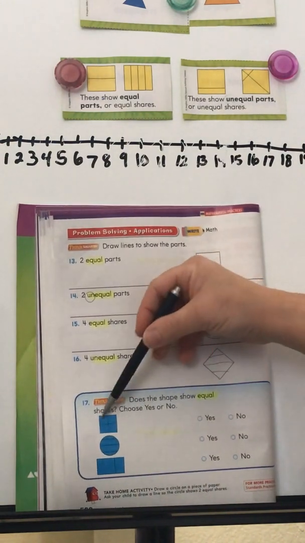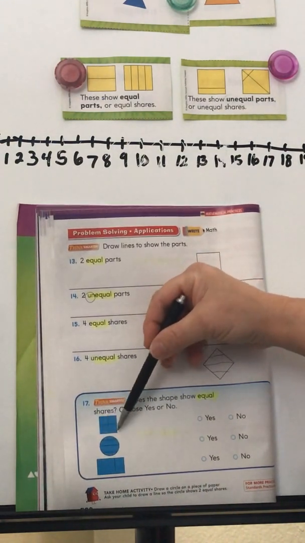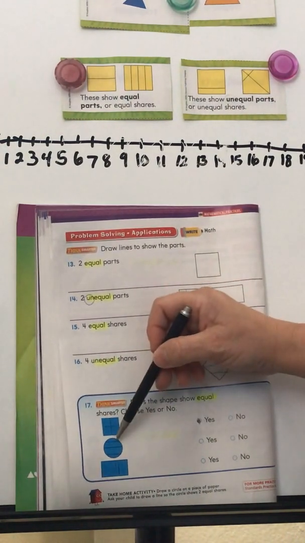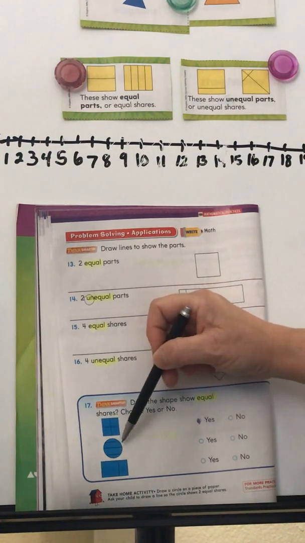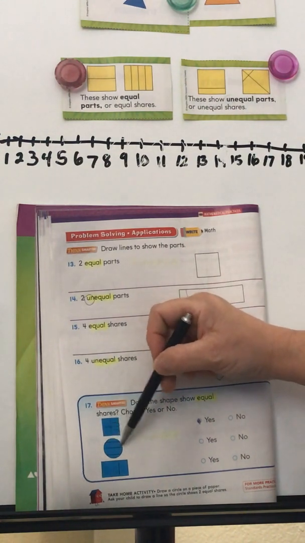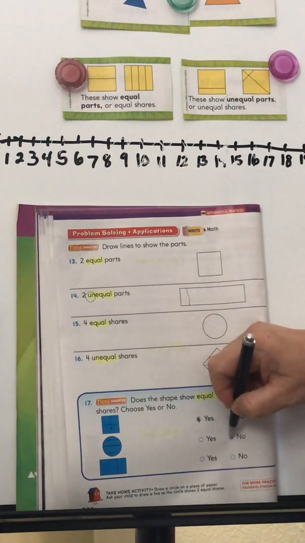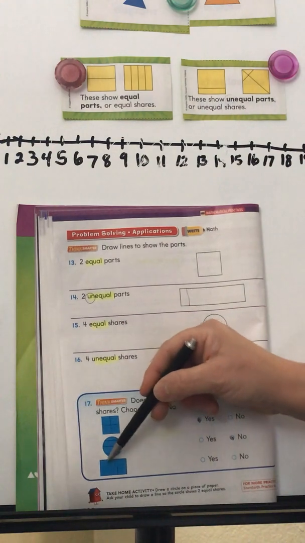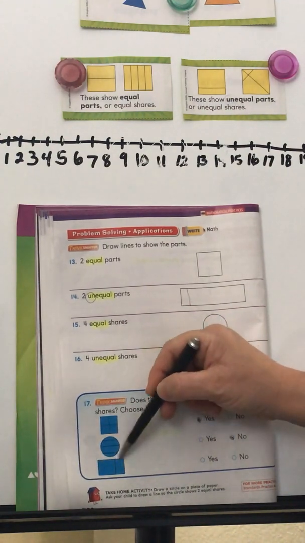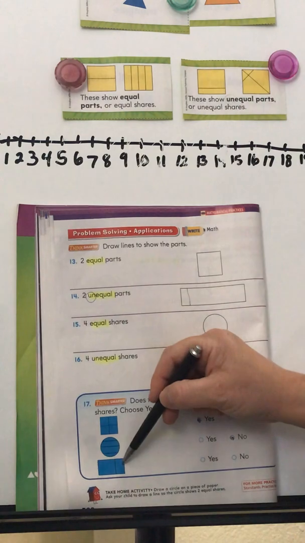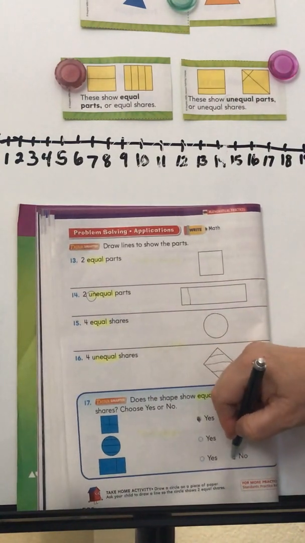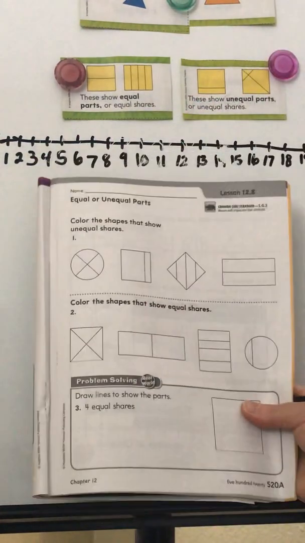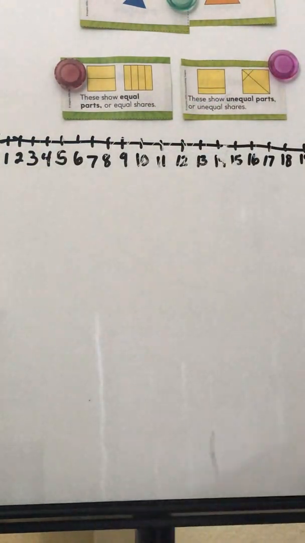Okay, number 17 says, does the shape show equal shares? Choose yes or no. So look at this one. Are all these shares equal? Looks like it. Yes. Look at the circle. Are all these shares equal? This one is small, this one's big. So that's a no. Okay, and how about this rectangle? Does this show equal? Is this a fair share and this a fair share? Are these 2 shares the same? No. That is unequal. All right, you can do some more equal and unequal parts in the white pages.